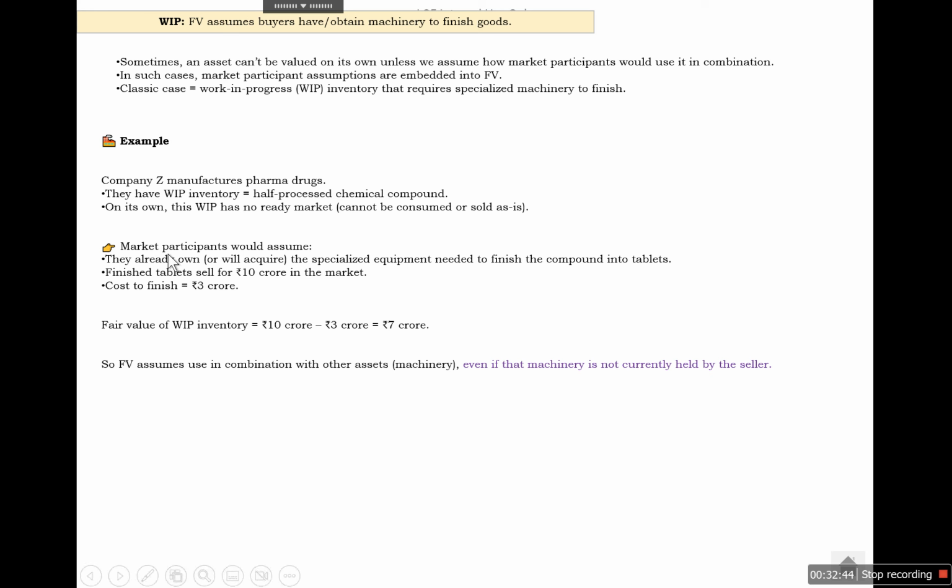A market participant would assume that they already own the specialized equipment needed to finish the compound into a tablet. The finished good tablet sells at rupees 10 and the cost to finish is 3. So the fair value of WIP is 7. Fair value assumes use in combination with other assets or machinery. Even if the machinery is not currently held by the seller, in that case we assume how much cost we will incur through a third party to get this WIP converted into FG.